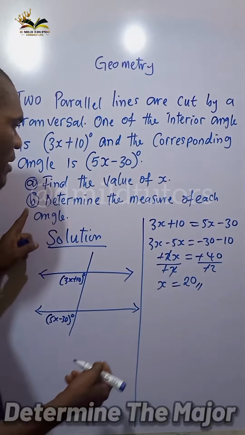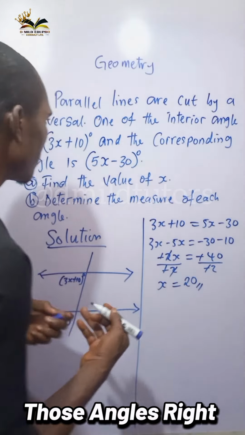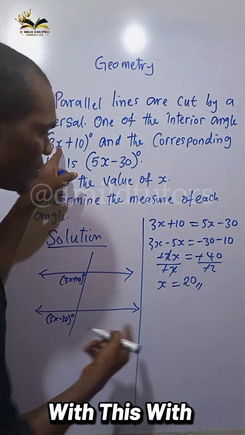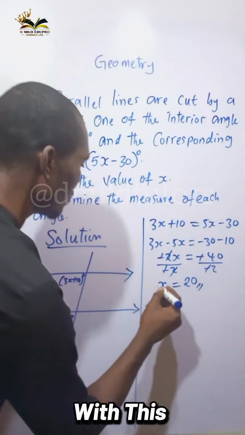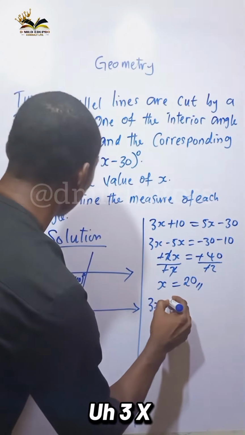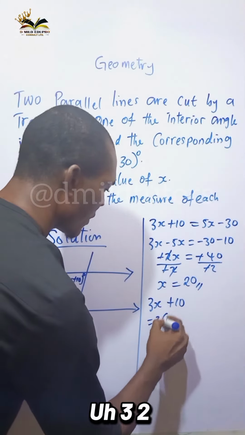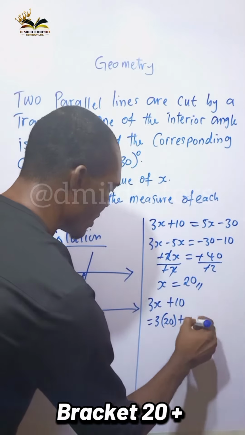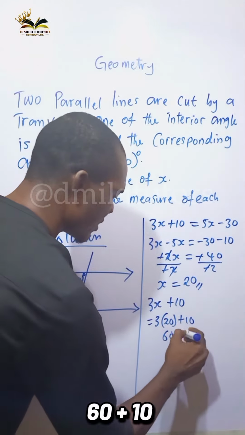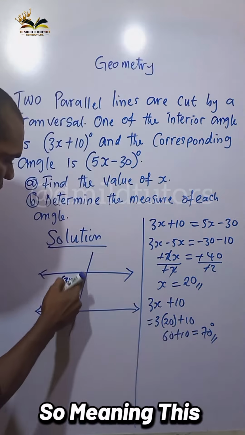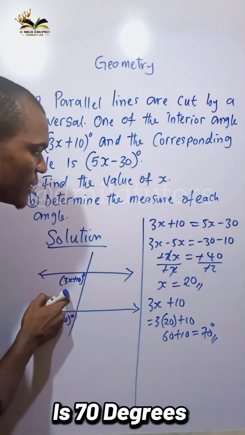So for B, we have to determine the measure of each of those angles, right? To find the measure of each of those angles, we are going to replace x with 20 in this one and also in this one. So we have 3x plus 10, which is equal to 3 times 20 plus 10. This is 60 plus 10, which equals 70 degrees. So this angle entirely here is 70 degrees.